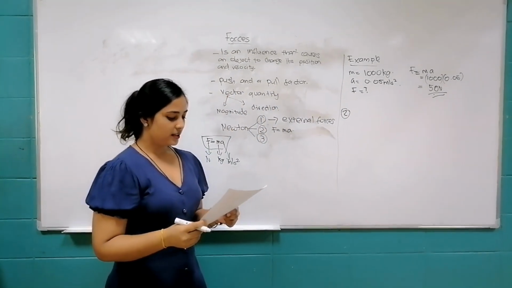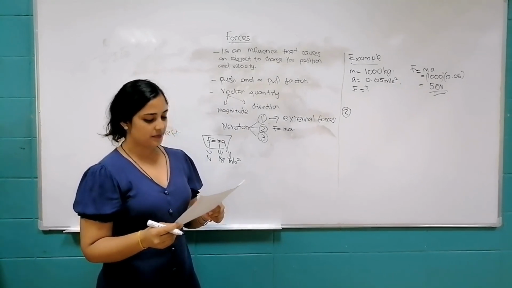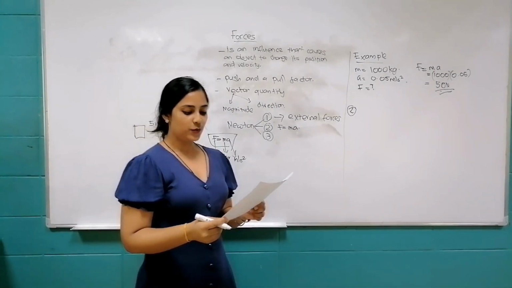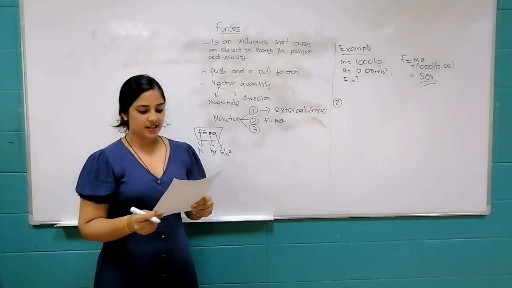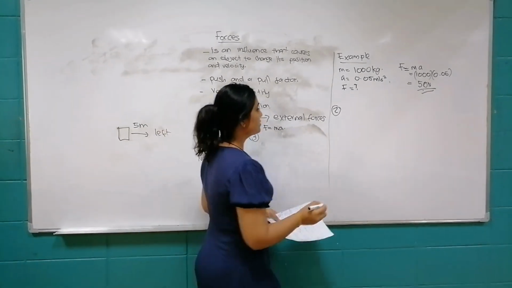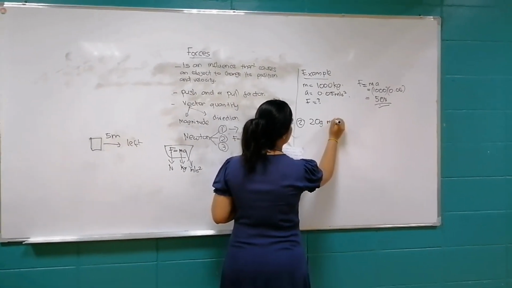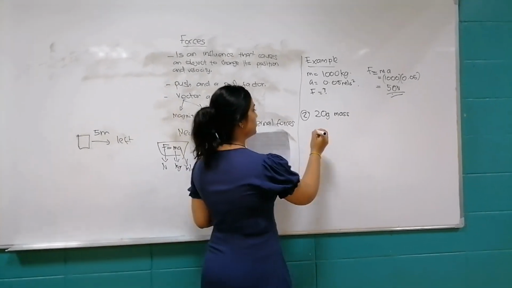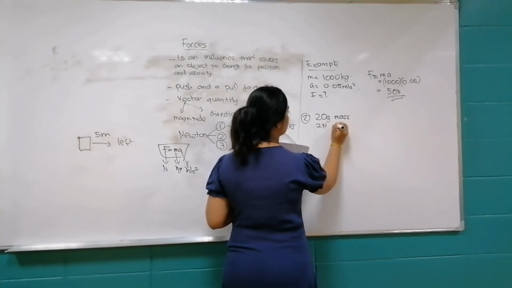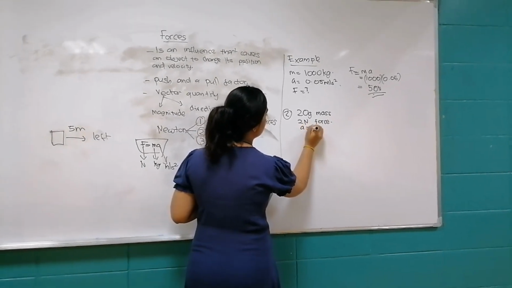Another example: a 20-gram sparrow flying towards a bird feeder mistakes the pane of glass in a window for an opening and slams into it with a force of 2 newtons. What is the bird's acceleration? So in this question we are given the 20-gram mass of the bird and a force of 2 newtons. We have to calculate the acceleration.